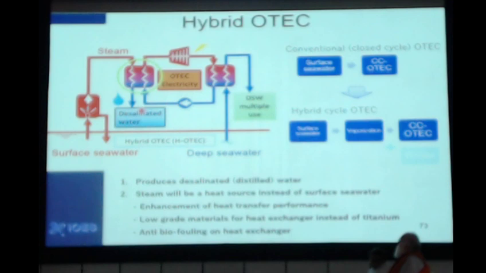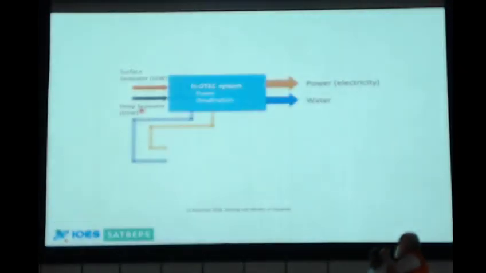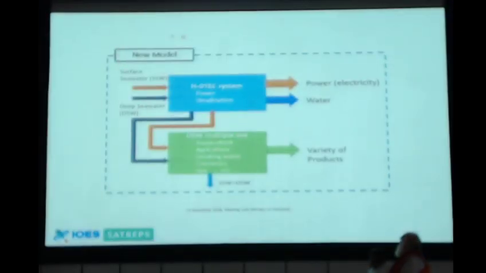So now we have a new model, not the Kumejima model. The Kumejima model uses the conventional Rankine cycle or double Rankine cycle, but in this new model we use the hybrid OTEC system, a combined desalination and OTEC system. So now we are planning. In 2022, we will install the hybrid OTEC system in Malaysia.